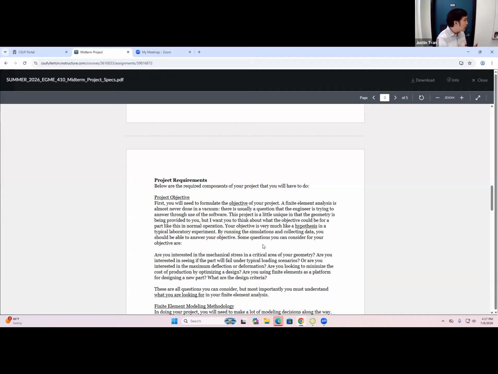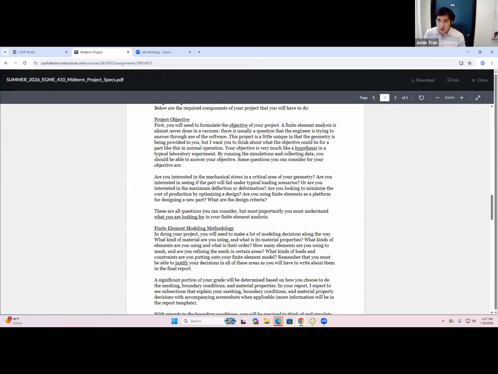Are you trying to minimize costs, maybe by choosing a different material? Maybe you're looking to optimize the design, change the dimensions a bit. Maybe think of design criteria. The main thing you should think about is that your objective should define what you're looking for in your finite element analysis.